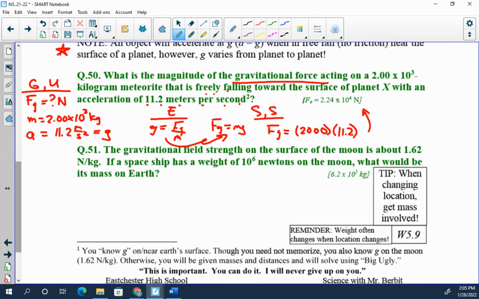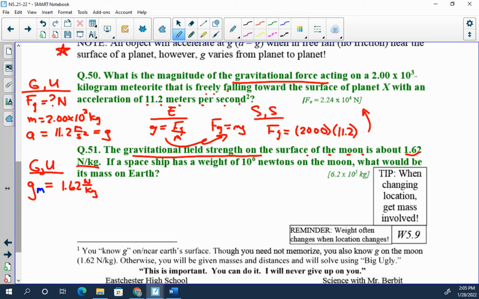Last one. Given units, the gravitational field strength on the moon is 1.62 newtons per kilogram. Now, if you recall what we said up top, noting that it's on the moon might be a good idea. Put a little m there for moon.